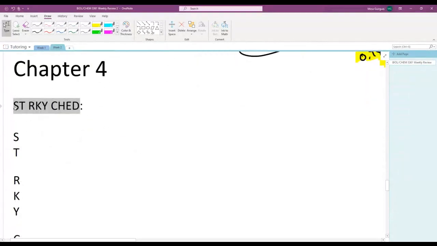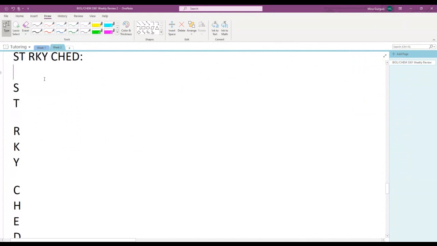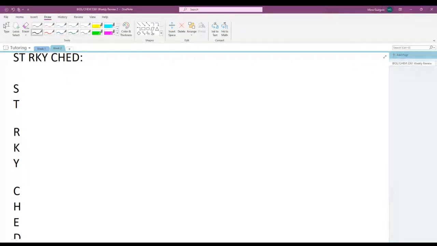It's said out loud, it's St. Rocky Chad, or it's these letters, okay? And I'm not sure if you guys have seen it, so I'm just going to go through it very briefly. What is the amino acid whose one letter code is S? Okay, that's where this comes from, basically, the one letter codes. Anyone?